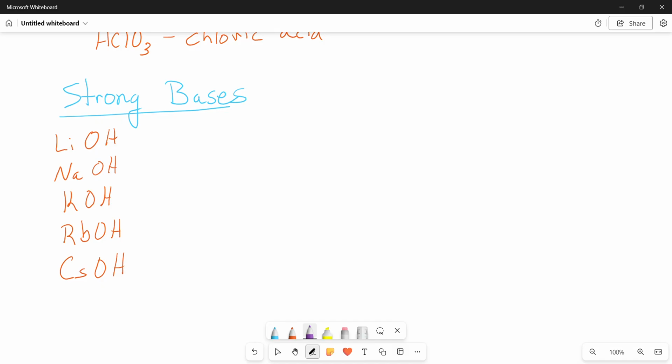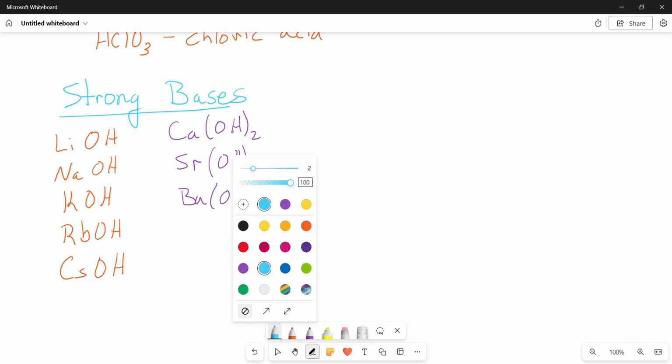And also we have calcium hydroxide, strontium hydroxide, and barium hydroxide. Those are alkaline earth metals, except for the top 2, I'm sorry, beryllium and magnesium. Barium's on there. Now, what makes a weak base.